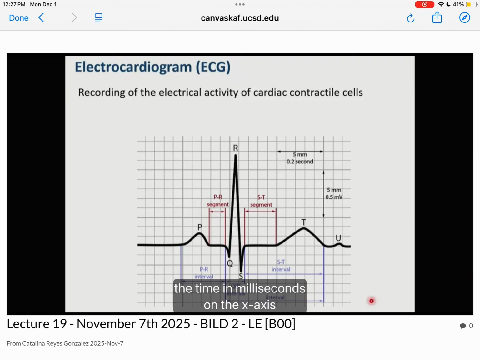You have the time in milliseconds on the x-axis, and the millivolts, the membrane potential, that depolarization event and repolarization event of a bulk of cardiac cells, not one, but a bulk of them on the y-axis. So this is in millivolts. And remember, it's the extracellular recording of the electrical activity of cardiac contractile cells.